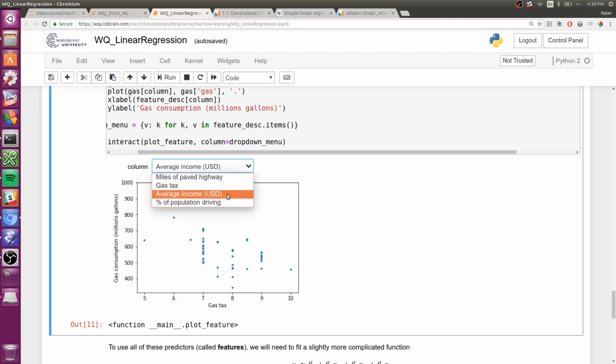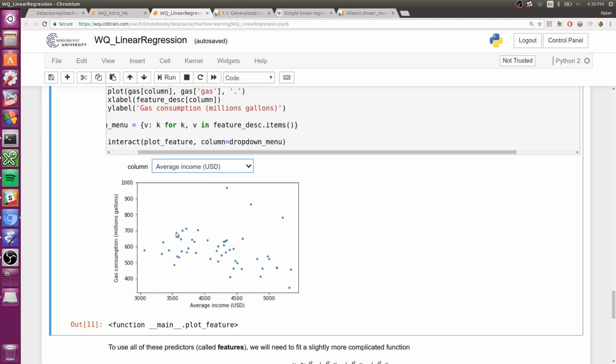And if we look at the average income, we find maybe some negative correlation. This looks like it could be linearly related, and it looks like the gas consumption is trending downwards somewhat as income increases. But again, it's not totally clear. The percent of population driving is by far the most clear linear relationship we have.